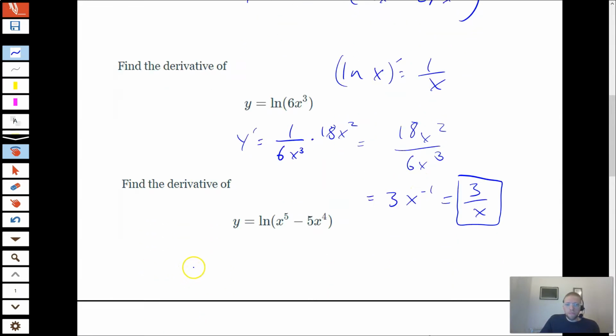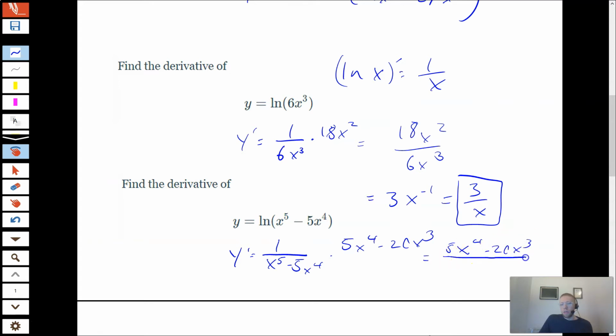Okay, we'll do one more. So y prime is going to be 1 over all of that, and then times the derivative of all of that, so times 5x to the 4th minus 20x to the 3rd. And then I could combine them. On top I get just 5x to the 4th minus 20x to the third, and then x to the fifth minus 5x to the fourth.